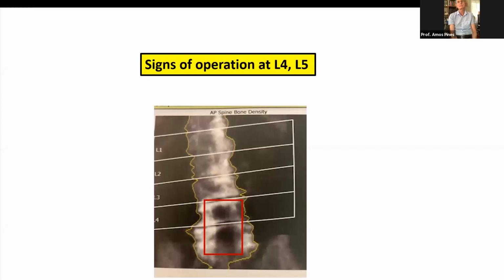Another example, these are signs of operation of the spine. So you see some changes in all the vertebrae that are sclerotic, arthrotic, but there was an operation in L4, L5. Some of the bone material was cut out, so the bone density is lost, and you see a space within the bone, the vertebra, an empty space, because bone was taken out.